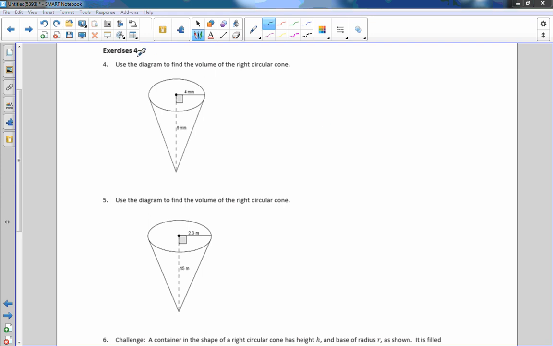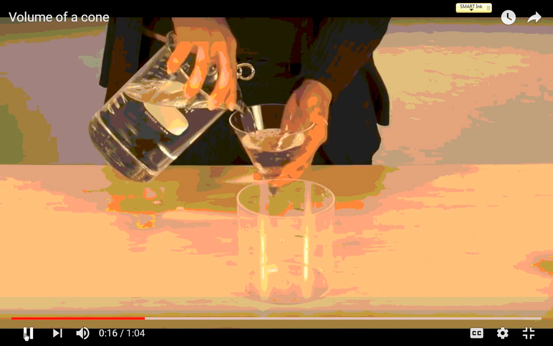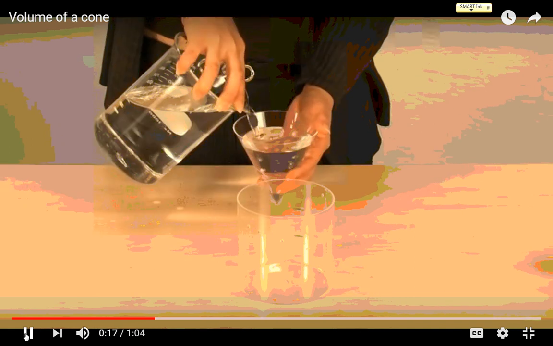Okay, exercises 4 through 6. It says to use a diagram to find the volume of the right circular cone. We haven't done area or volume of a cone yet, so I have a video that I want to show, and let me go get that. Okay, so here's the video. In this video, we'll demonstrate the ratio of a volume of a cone and a volume of a cylinder. We have a cone and a cylinder with the same diameter and height. The cylinder is filled exactly with 3 full cones of water.